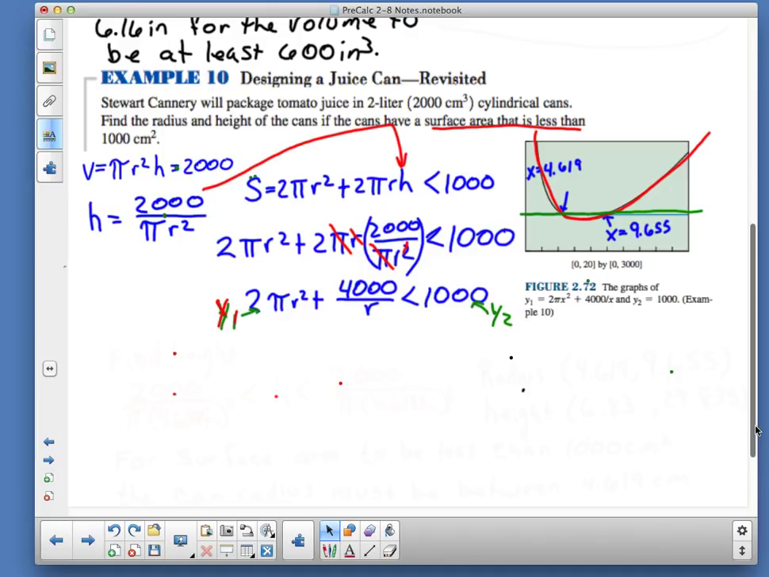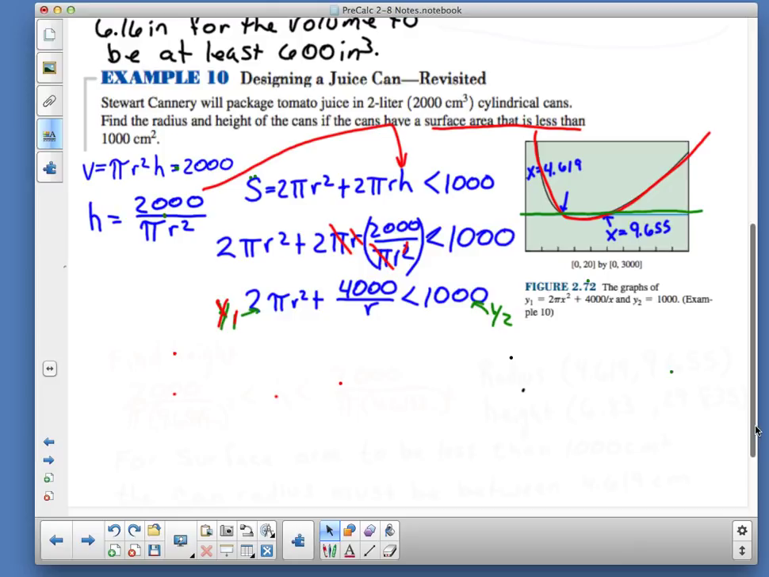My setup is my function. When it's less than 1,000, so it's less than 1,000 in range between 4.619 and 9.655. And how I found those is where they crossed, and I made my decision that it was less than 1,000, so that's how I found the range. I could have looked at it as when is it greater than 1,000, from way down to way up, but that wouldn't make sense.